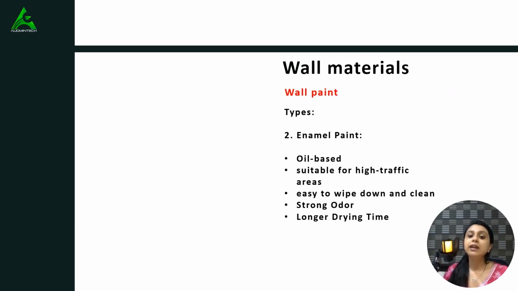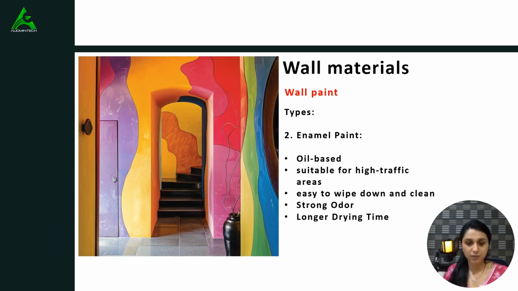So the second kind of wall paint that we are going to talk about is your enamel paint. Now, enamel paint is an oil-based paint. It is suitable for high traffic areas. Now, see, the paint that we talked about before, emulsion, that is a water-based paint. So, that means it is not as resistible to wear and tear. But oil-based paints have a little more density, they are a little more strong. So they are suitable for high traffic areas.